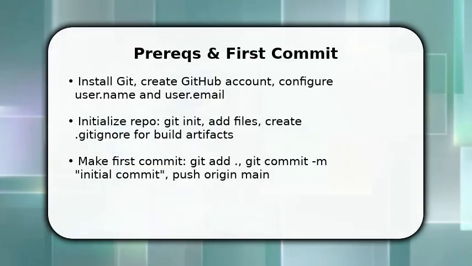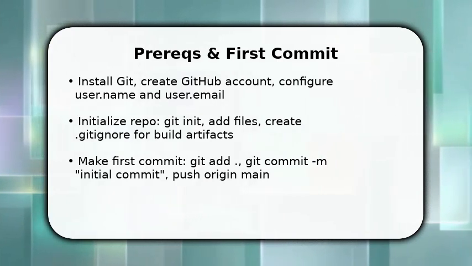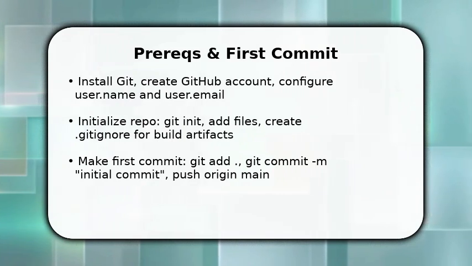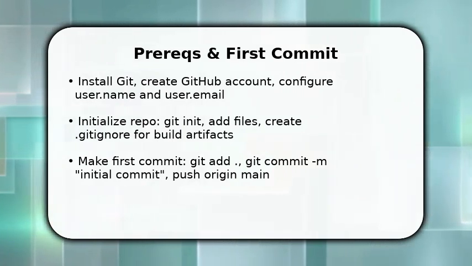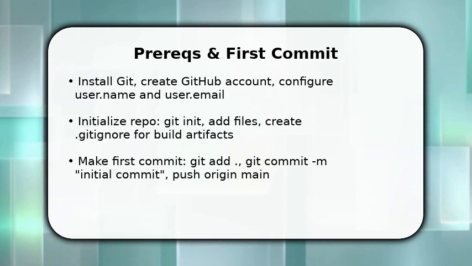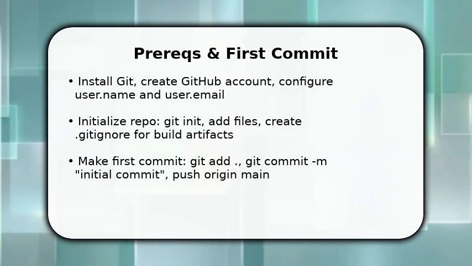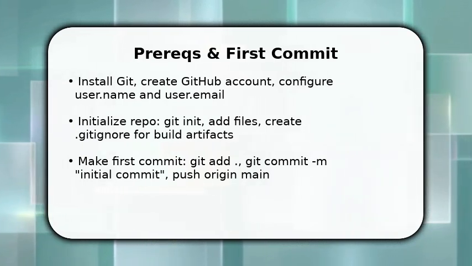You already have Git and an account. Now start the workflow. Create or clone the repo, set user name and user email so commits are attributable, then initialize and add a clear .gitignore. Once done, stage everything with git add. Run git commit -m "initial commit" and push to origin main.